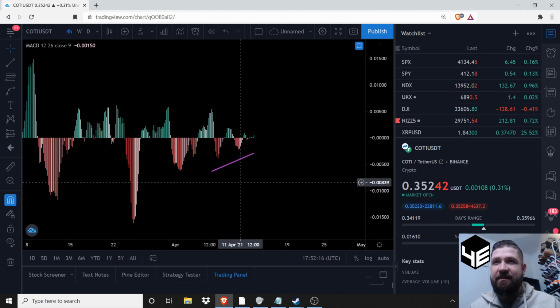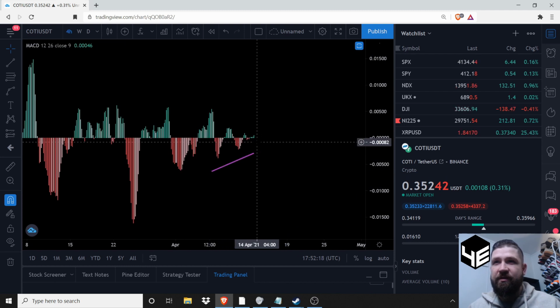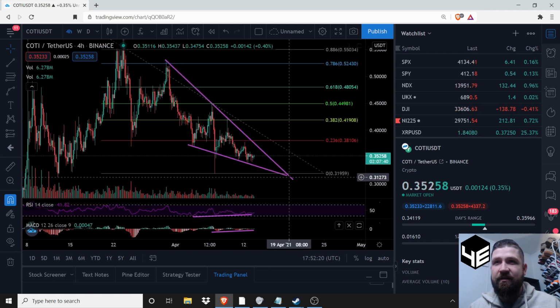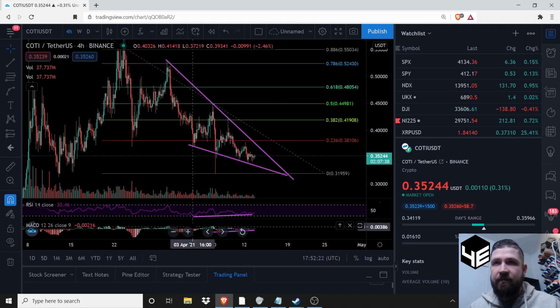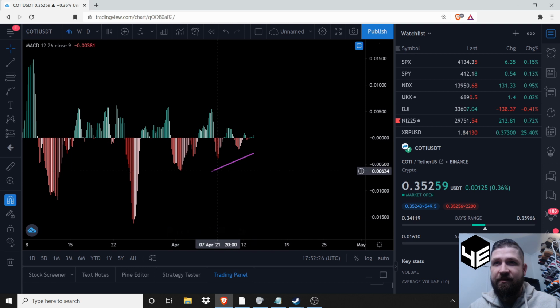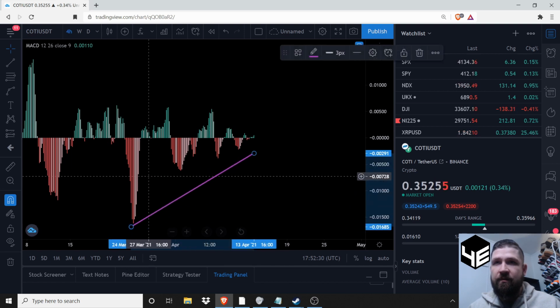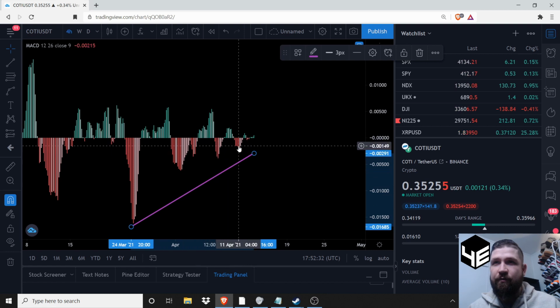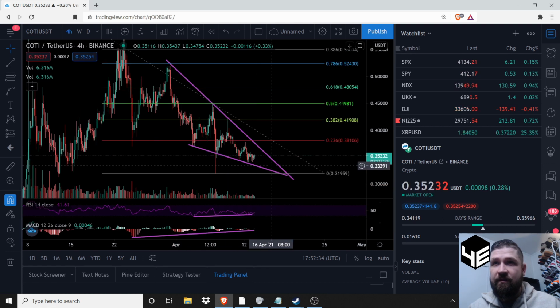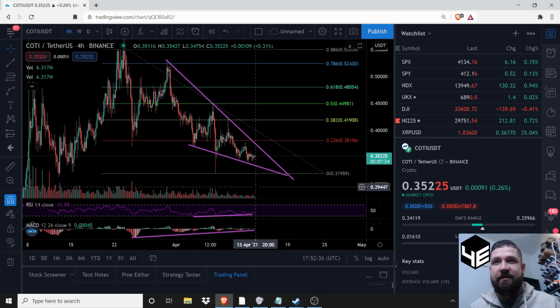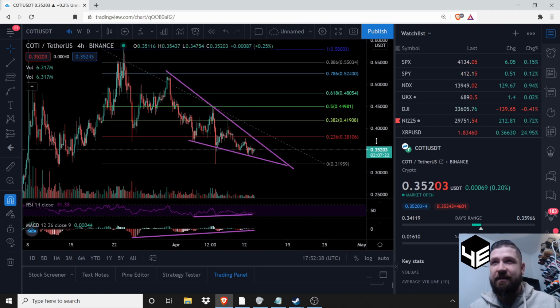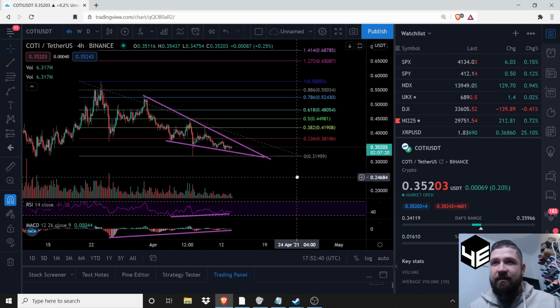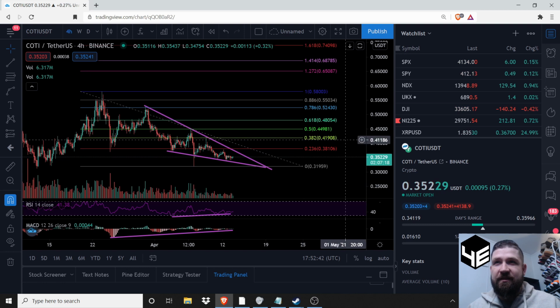MACD, same scenario. 1, 2, 3 levels. Or is it even 4? Let's take a look. Yeah, it's actually 4 levels of bullish divergence. That's even better. Better than I thought. 1, 2, 3, 4. Actually 5. Wow, this is a really good chart, I gotta say. So yeah, this coin is really good.